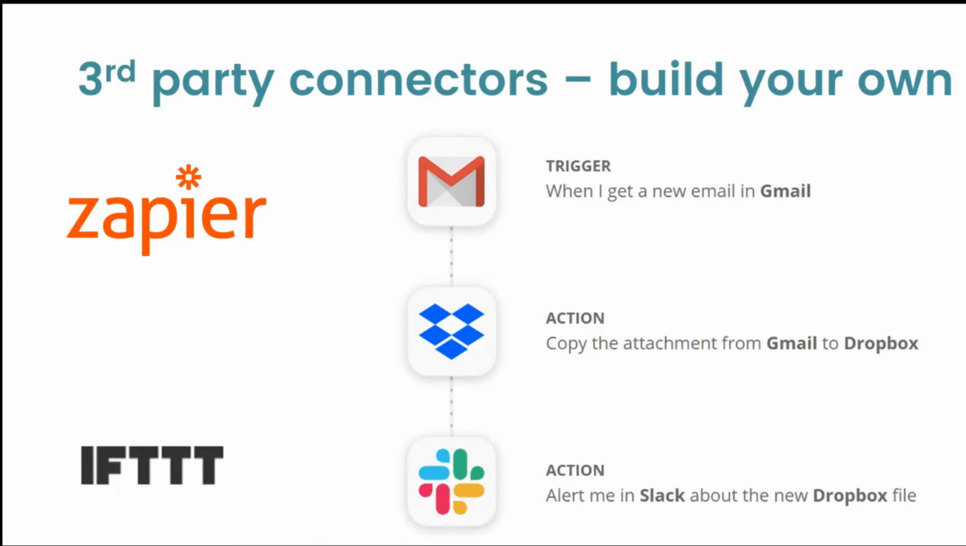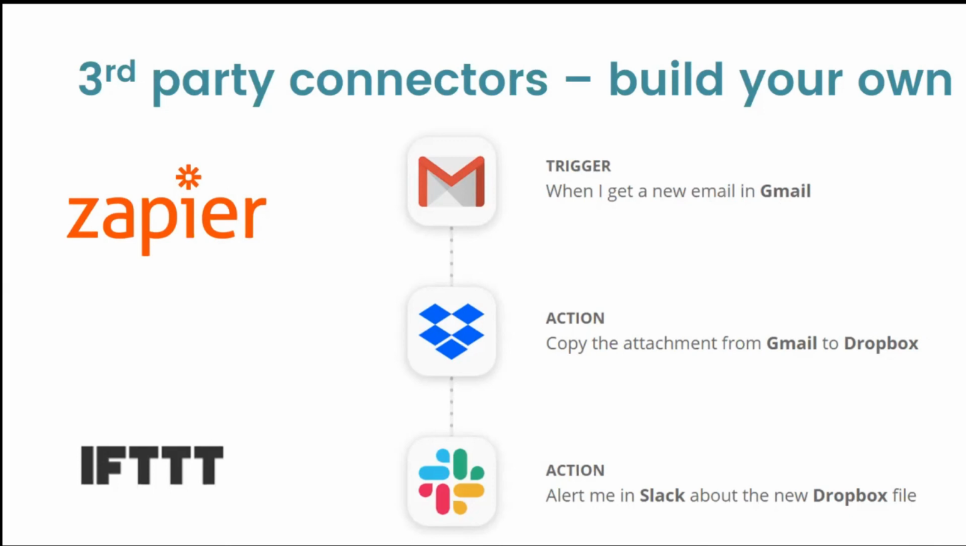So basically they're tools that enable you to build up a logic. The example I'm showing you here is from the Zapier website. You can create an account, and then you can create, I think they call them zaps. I get confused with recipes and zaps. I think it's a zap. So here's an example. The logic is that when I get a new email in Gmail, that's the trigger for the process that you want to automate. The action is copy the attachment from Gmail to Dropbox. And then there's a third action, alert me in Slack about the new Dropbox file.